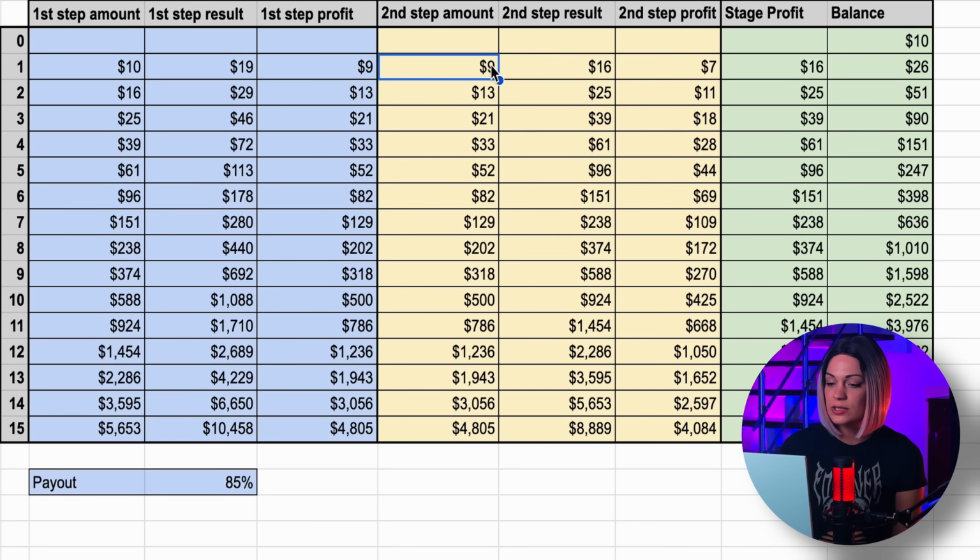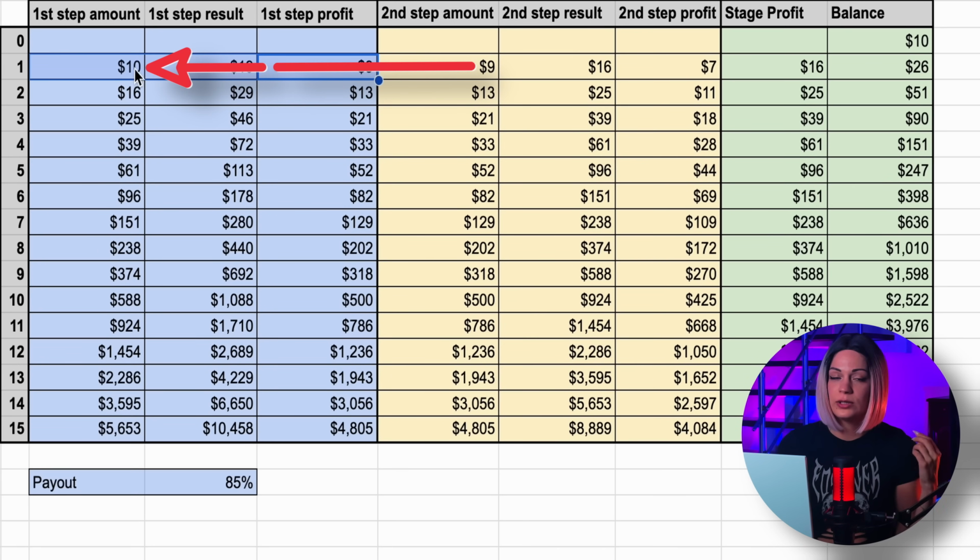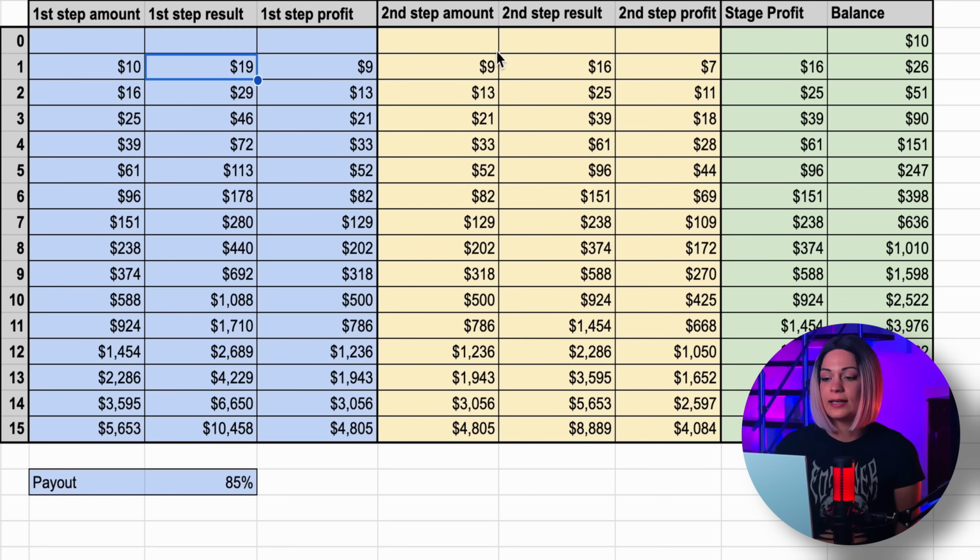But in the case of losing, we lost only the profit from the first step. We got back to the position where we started. So we're opening a deal for $10 again. So imagine we won all of them. The whole profit from the stage is going to be $16, $9 and $7 from the first and second. So our balance should be at this moment $26.